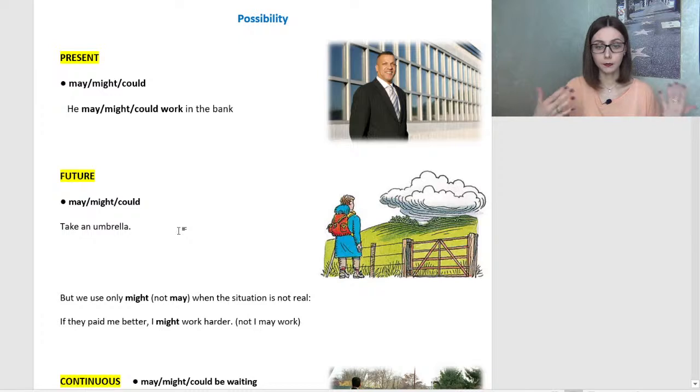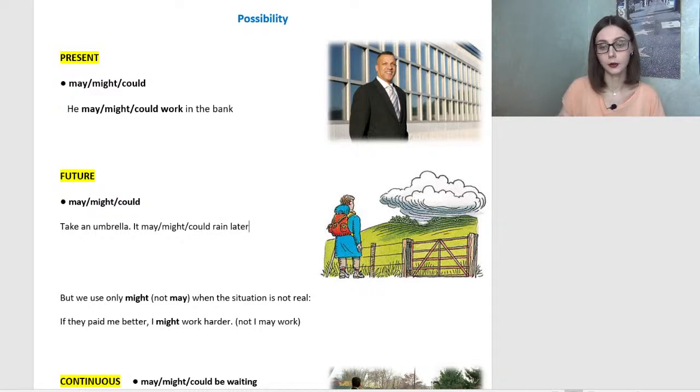So you can say take an umbrella, it may, or it might, or it could rain later. So it may rain later, it might rain later, or it could rain later. So as you see, you can talk about the future in this way. Exactly, Victoria, it may rain later. Yeah, that's correct. And by the way, hi everybody, I can see Dmitry, Alexander, Victoria. Nice to see you guys today.